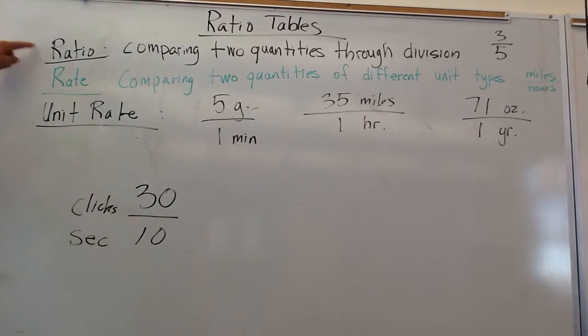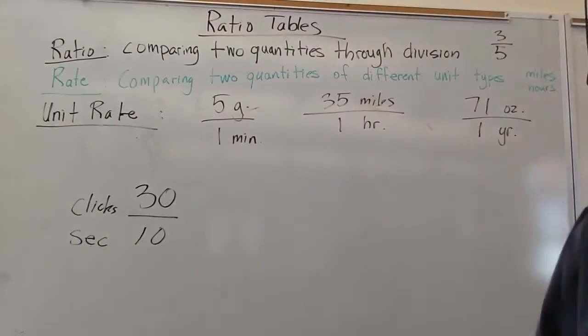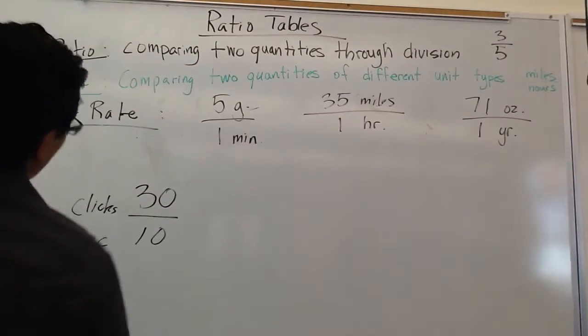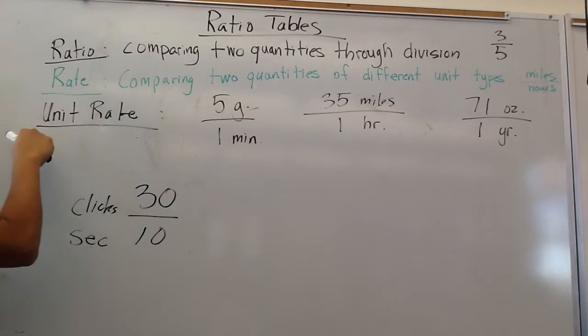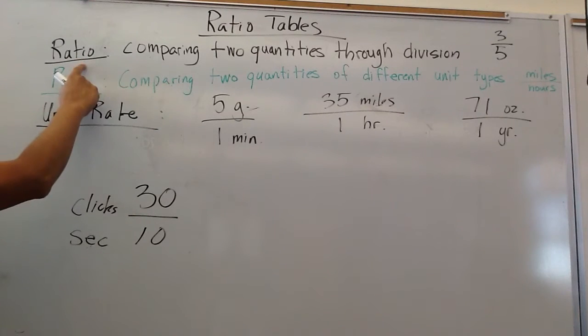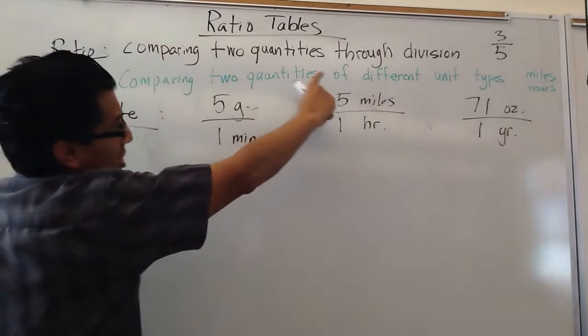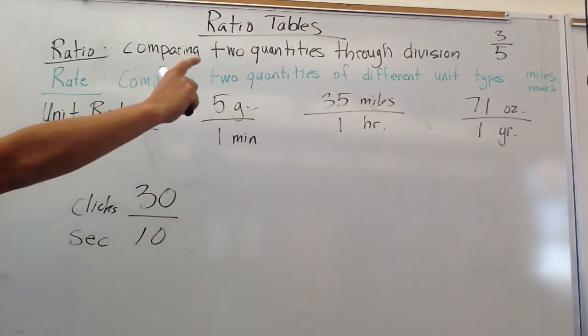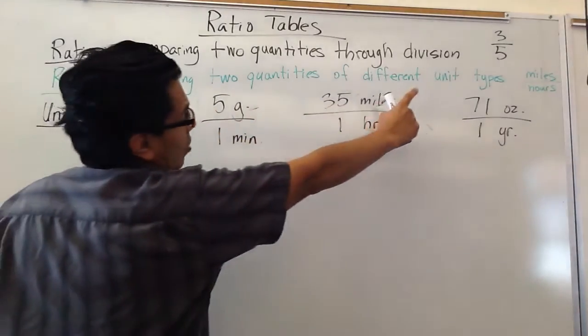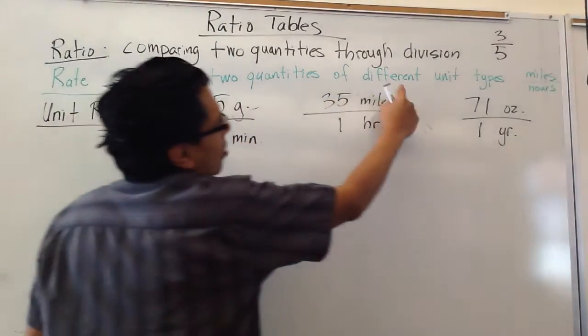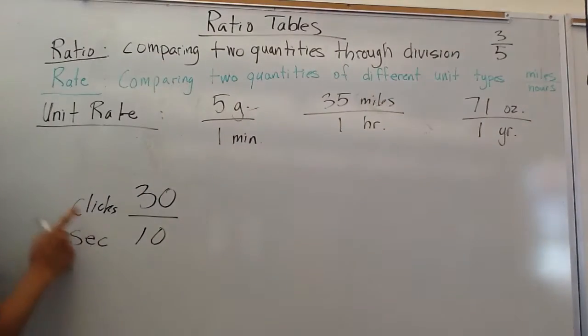So what is that? Is that a ratio, a rate, or a unit rate? So pause and think. All right, you thought about it. What is it? Well, it's not a ratio, because the most precise answer wouldn't be ratio, since it's not comparing units that are similar. It's comparing two quantities of different unit types. See how this is clicks to seconds? Very different. So this is actually a rate.